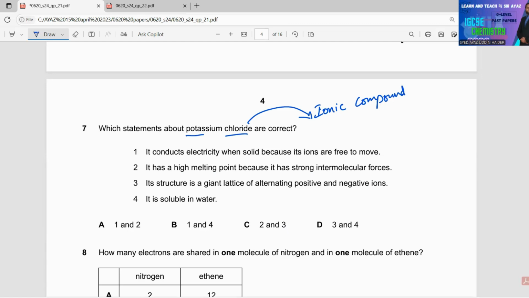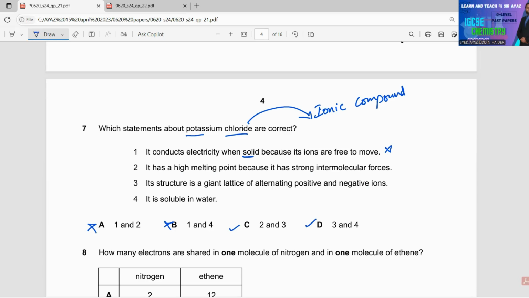Number 1, it conducts electricity when solid because its ions are free to move. This is incorrect. It has to be in the molten state in order to conduct electricity. Ions are free in the molten state, not in the solid state. So if 1 is wrong, automatically A and B are incorrect. Either C is correct or D is correct.